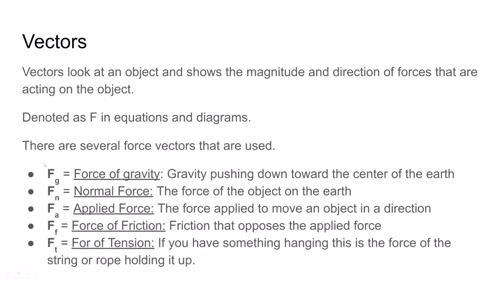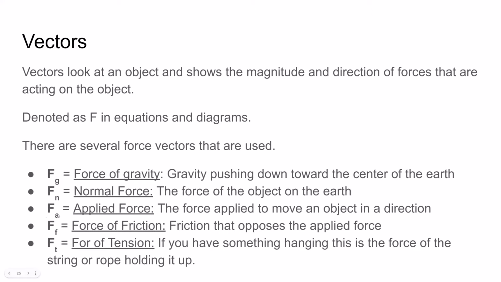They're listed here. We have F sub g, or Fg, which is the force of gravity. And gravity, we know, pushes downward toward the center of the Earth. Make sure you understand it's the center of the Earth and not the surface of the Earth. Okay? Then we have F sub n, or Fn, which is the normal force. This is the force of the object on the Earth, or vice versa, where it's the Earth on the object. And we'll talk about that later when we talk about actual forces.